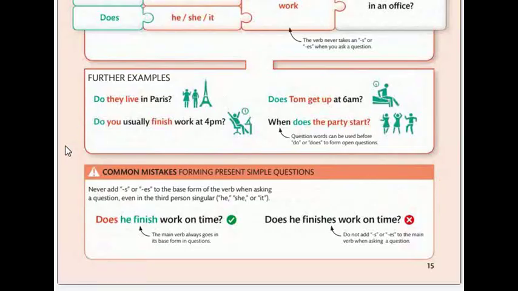Common mistakes forming present simple questions. Never add s or es to the base form of the verb when asking a question, even in the third person singular, he, she, it. Does he finish work on time? The main verb always goes in its base form when forming questions. Not: Does he finishes work on time? Do not add s or es to the main verb when asking a question.